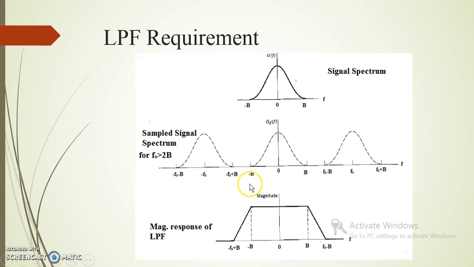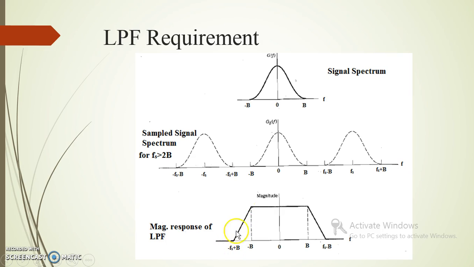Hence, the only way is to not let these two join. So keep the sampling frequency greater than 2B. You can see they are far apart. Now I can realize a filter with some roll-off factor, without picking up any component of the neighboring spectrum. This type of filter response results in some finite time delay. So delay is always going to be present.